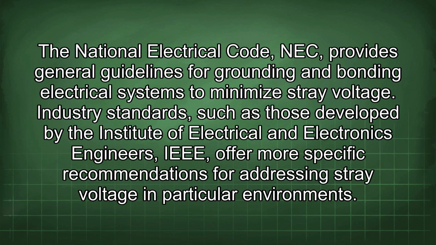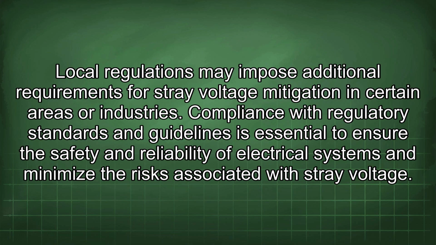The regulatory standards and guidelines governing stray voltage vary depending on the jurisdiction and application. The National Electrical Code, NEC, provides general guidelines for grounding and bonding electrical systems to minimize stray voltage. Industry standards, such as those developed by the Institute of Electrical and Electronics Engineers, IEEE, offer more specific recommendations for addressing stray voltage in particular environments. Local regulations may impose additional requirements for stray voltage mitigation in certain areas or industries. Compliance with regulatory standards and guidelines is essential to ensure the safety and reliability of electrical systems and minimize the risks associated with stray voltage.